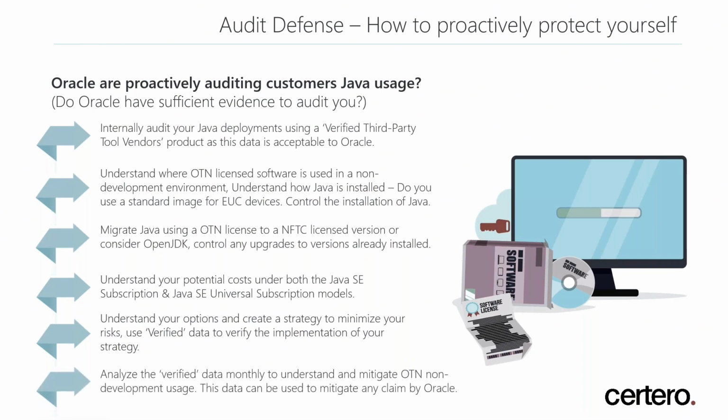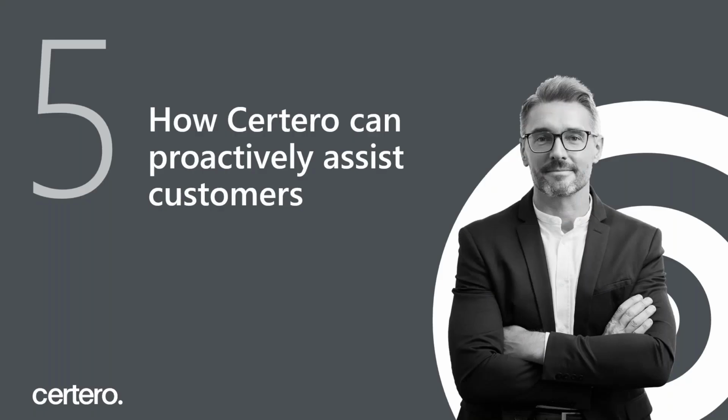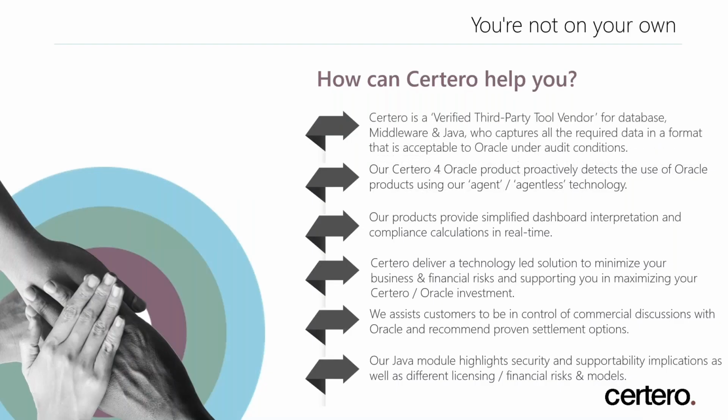I'd recommend you analyze the verified data on a monthly basis. You can see what's going up, what's coming down. Has somebody been downloading stuff from Oracle? How many updates have been done? And it's really looking at what forensic information you are leaving with Oracle so that they can actually use that against you. How can we help you?